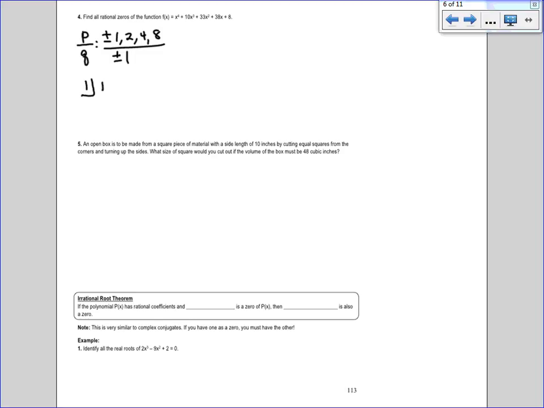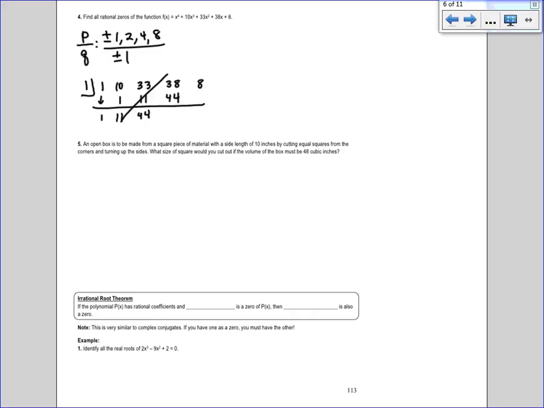So I have 1x to the fourth, 10x cubed, 33x squared, 38, and 8. Drop the 1. 1 times 1 is 1. Add straight down, I get 11. 1 times 11 is 11. Add straight down, I get 44. 1 times 44 is 44. Add straight down, I can already tell I'm getting too big. Did you guys see? All right, so this 1 didn't work.